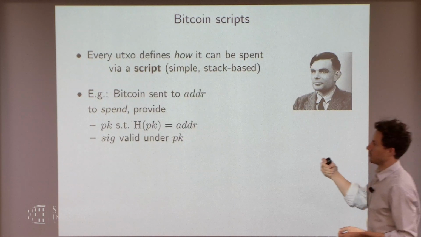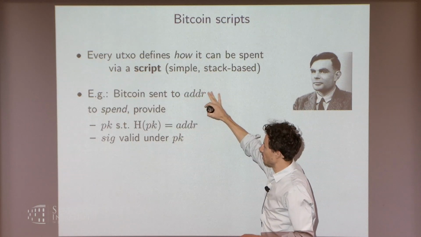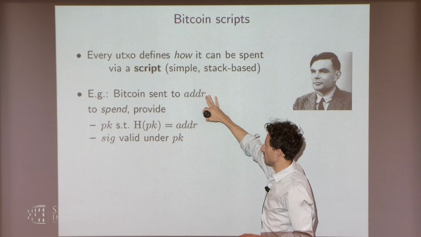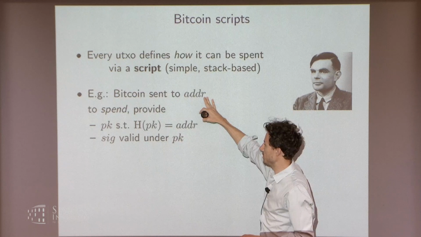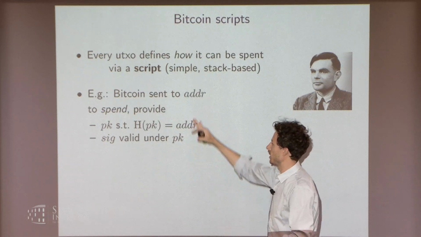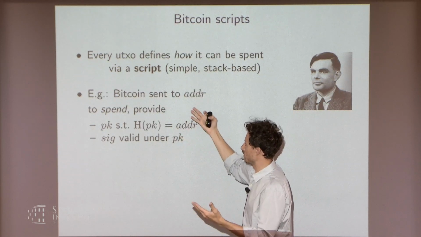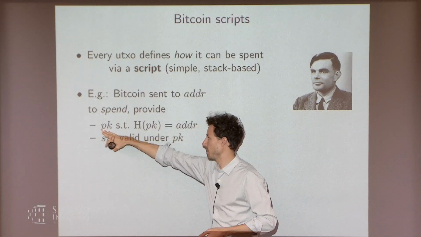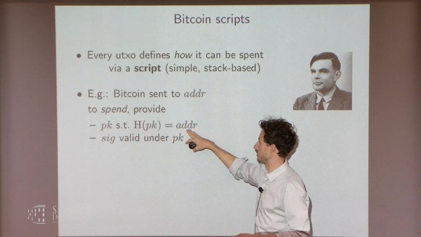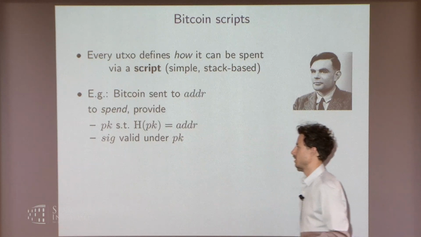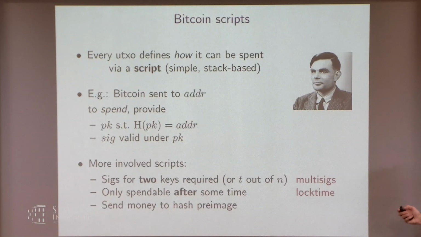So for example, if you send a Bitcoin to an address, remember an address is the hash of a public key. Then to satisfy this, you write the script so that you can satisfy it if you give a public key whose hash is the address, and the signature that verifies under the public key. But other things are possible, and let me just mention three of them.